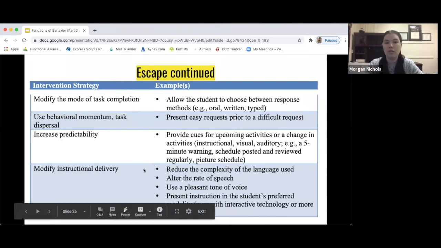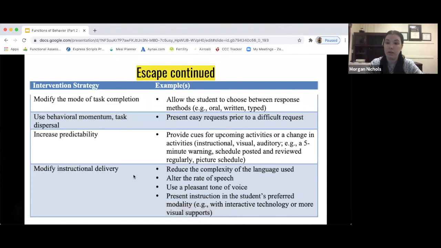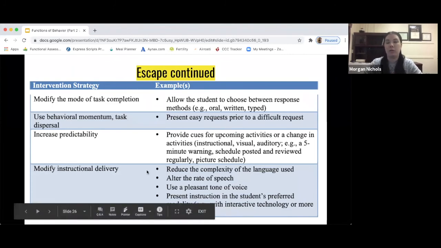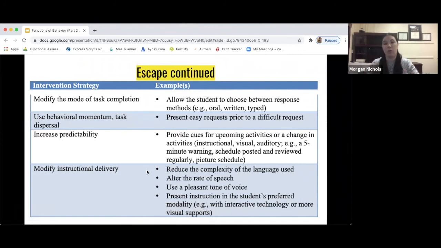And then lastly, we can just modify instruction delivery, and that's just the way we tell them how to do it. I had a kid that I worked with before who really did not like to talk a whole lot, but he did not mind if I gave bullet points on a sticky note. And so I didn't talk to him, but I wrote down the bullet points on a sticky note of exactly what I needed him to do, and I would just put it on his desk every day.